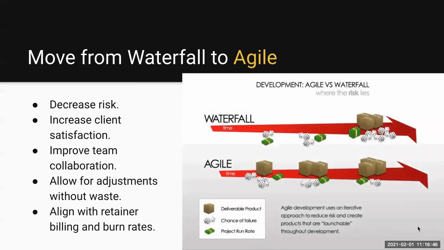Now, with waterfall, a lot of times we'll start off with a little bit of risk, a little bit of investment, but that risk and investment starts to compile over time, eventually coming to a head with tons of money, tons of risk, because all of your output, all of your deliverable product comes at the very end. What happens if we want to change a feature? What happens if funding dries up prematurely? You don't have anything to show for it. There's a lot of risk.